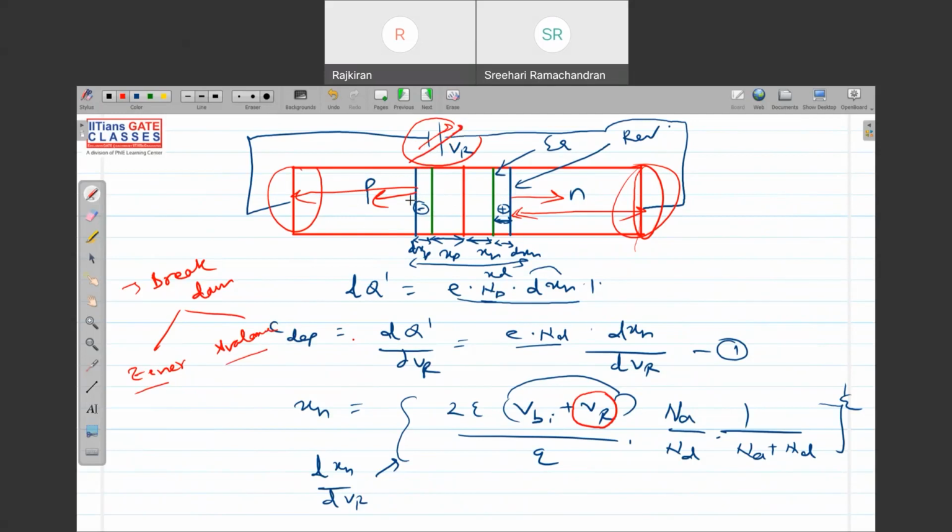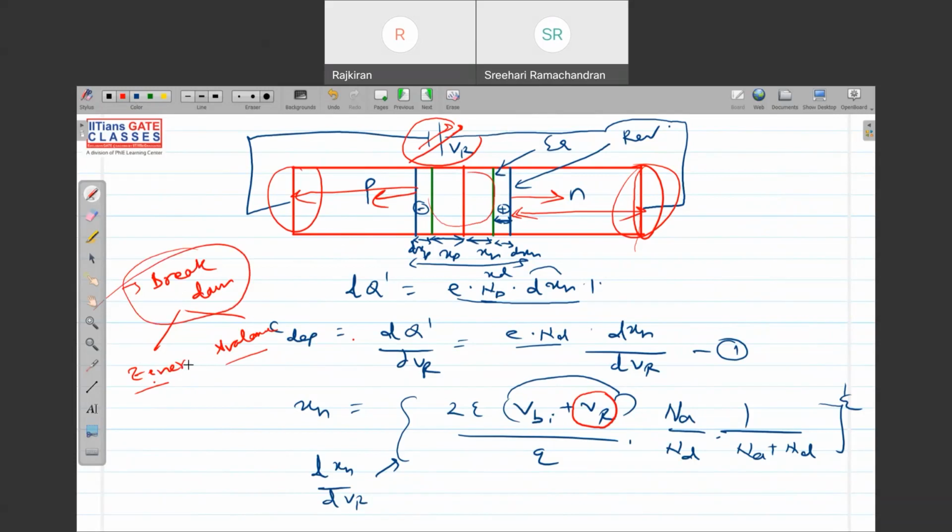Because if you increase this potential, the electric field will increase. A point will come where the breakdown will occur. A huge number of carriers will be generated in the depletion region, and there will be a huge current. This part is called the breakdown mechanism, which I did not actually cover.